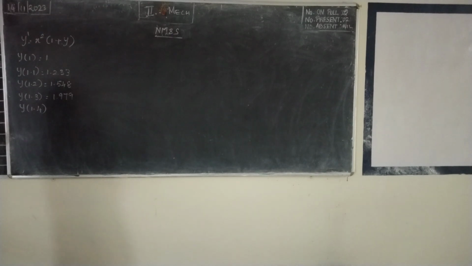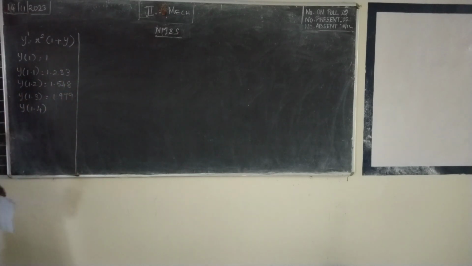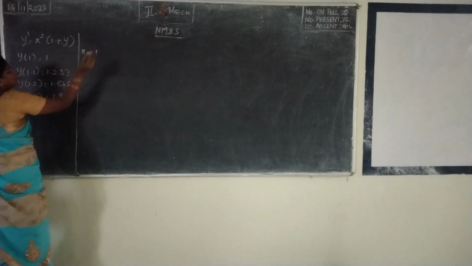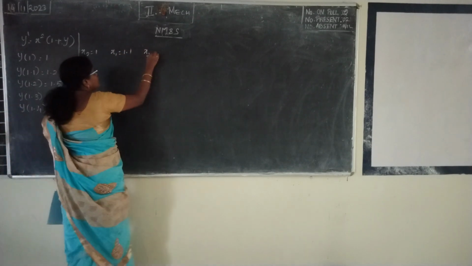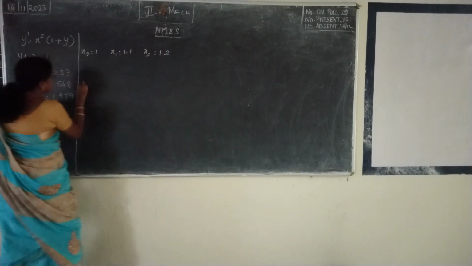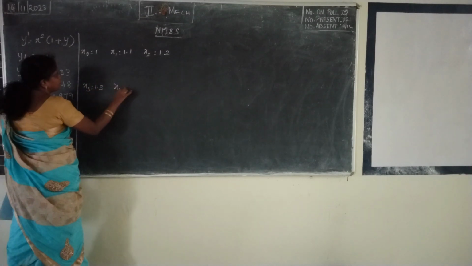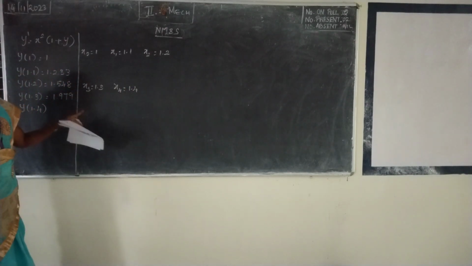So as usual, what's the first step now? Identify all the given x and y values. So start the solution. What is x0 value given to be? 1. What is x1? 1.1. x2? 1.2. x3? 1.3. x4? 1.4. x5 is not needed; we go only up to x4.